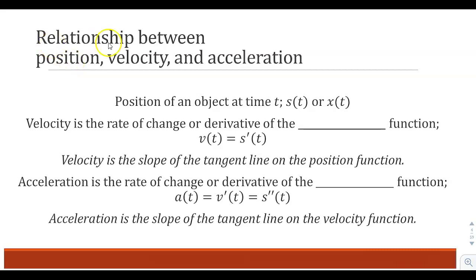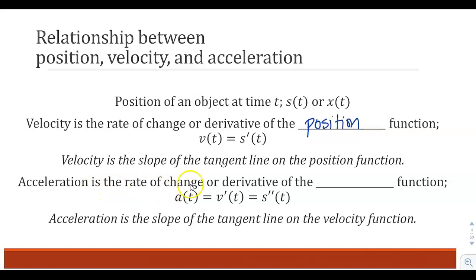Now we're going to analyze the relationship between position, velocity, and acceleration. The position of an object at time t is given by the function s of t, or sometimes x of t. Velocity is the rate of change, or the derivative, of the position function, meaning v of t is equal to s prime of t. So velocity is the slope of the tangent line on the position function, since slope of the tangent line is interchangeable with derivative.